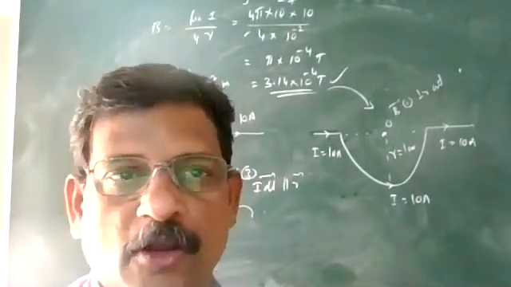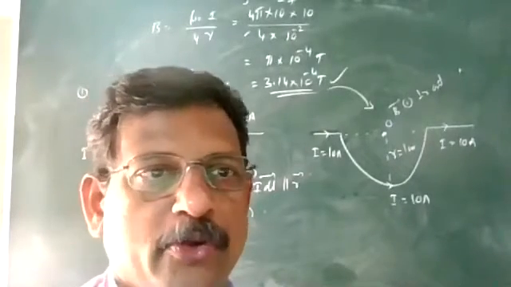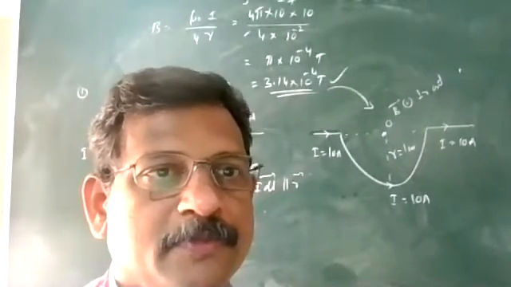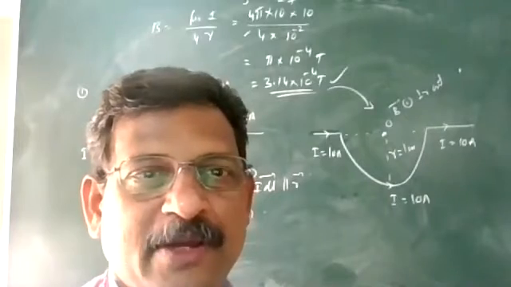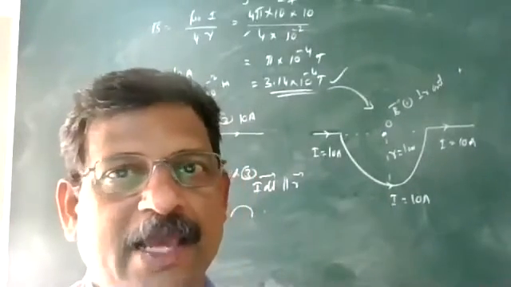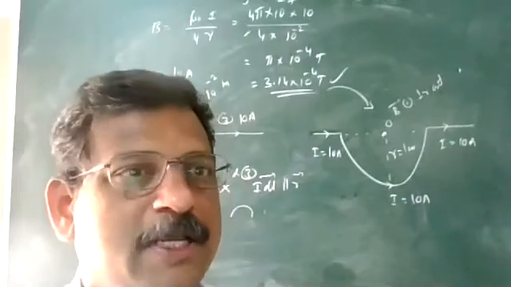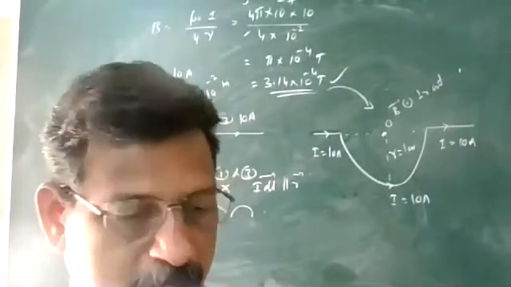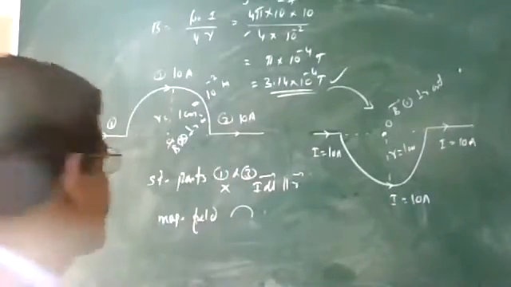I think this point is clear to all of you. So practice more numericals regarding the circular path. One more question. If suppose it is not a semicircle, full circle, quarter circle, any length, any portion of the circle is given. So how can you calculate? One numerical for that.